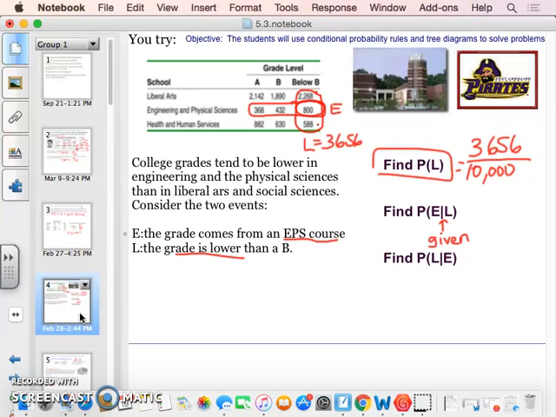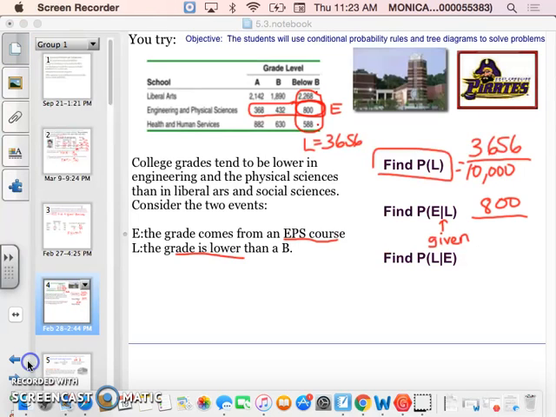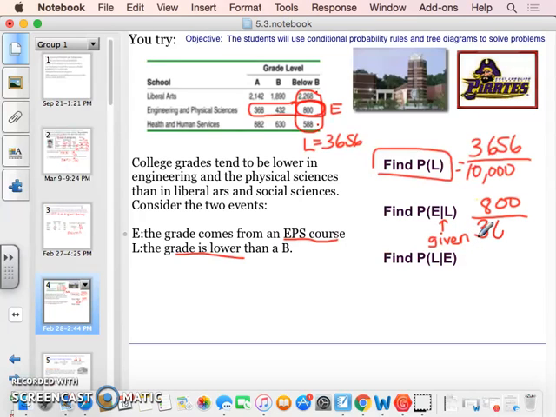And that would be this overlap right here. Gustavo Diego, so it's 800, and then we want to know given L. So L is 3,656. Okay, in this case, again, we need the intersection of L and E, which is 800, but this time we're given E, which is the amount of engineering and physical science students. And that is actually 1,600. So this is going to be 800 over 1,600. And then if you actually divide those out, you get your probabilities.